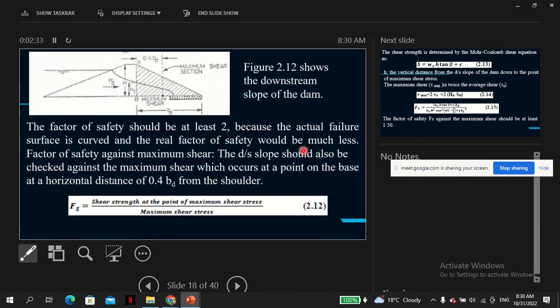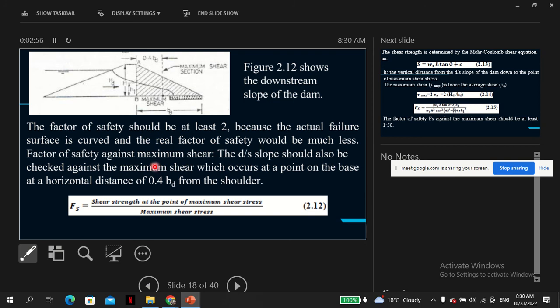And then we are saying the factor of safety should at least be 2. Again, a little bit higher than what is prescribed by the more accurate Swedish slip circle method, because the actual failure surface is curved and the real factor of safety would be much less. Factor of safety against maximum shear.